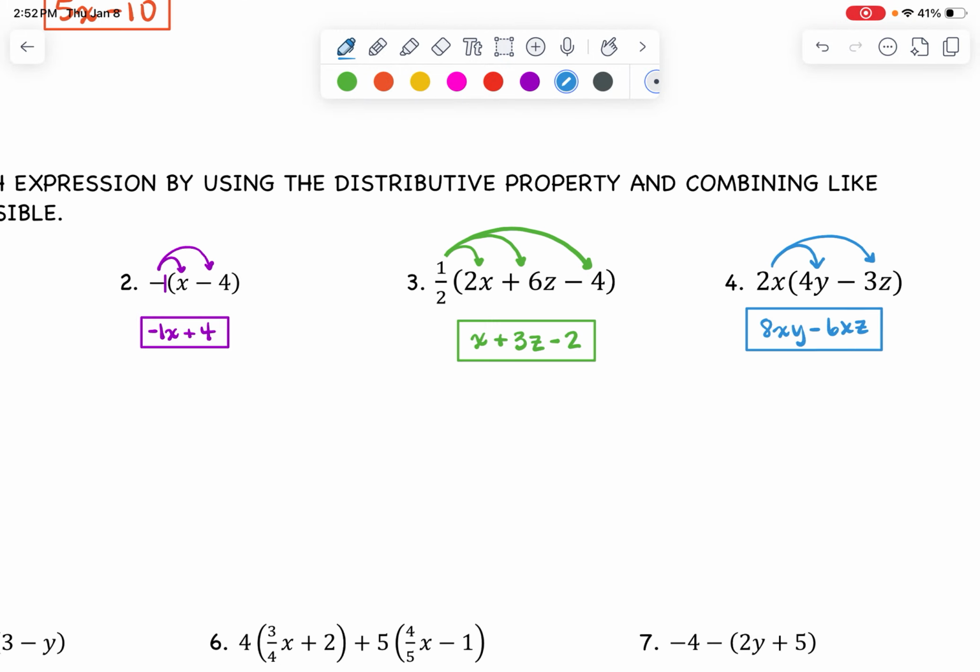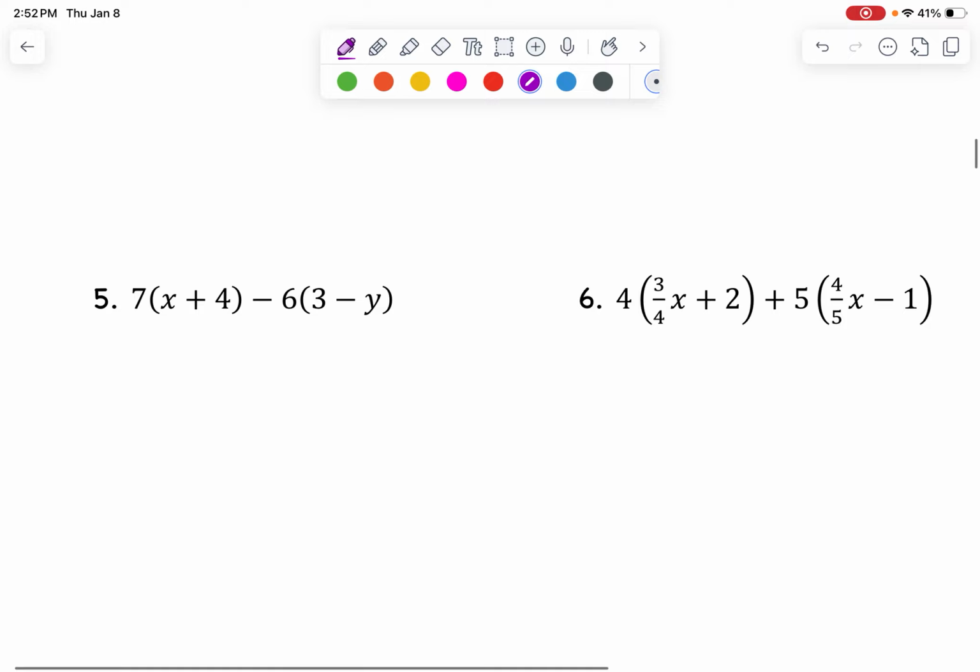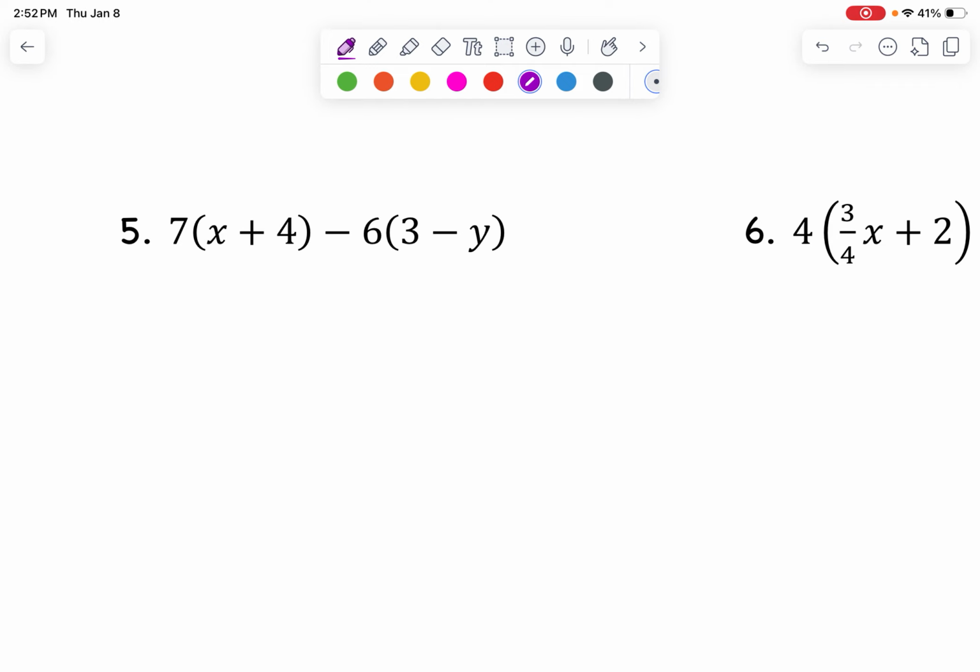All right, moving on to number 5. Now, the first thing that should jump out at you about number 5 is that you have 2 sets of parentheses. And if I have 2 sets of parentheses, that means I have to do the distributive property 2 times. So we've got to get rid of this first set of parentheses by distributing the 7 and multiplying the 7 times everybody. Remember, this is a multiplication problem. So 7 times x is 7x. And 7 times positive 4 is positive 28.